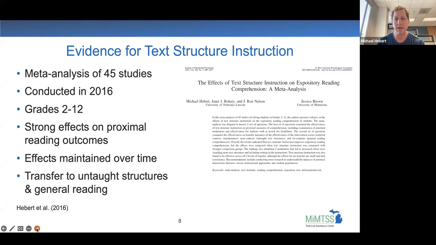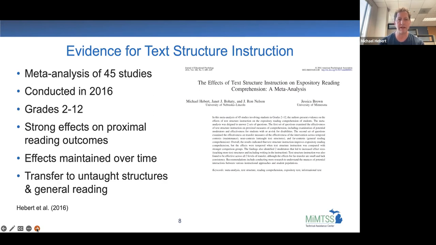What that means is that if we have kids read material and we're teaching them about the structure of that material, then they tend to remember that specific material better, right? Like the stuff that they're reading that day. But we've also seen transfer to other things: general reading skills, untaught structures. So if we teach things like compare-contrast or cause-effect, some of those effects transfer over to things that we haven't taught, like problem-solution. And the effects seem to be maintained over time.